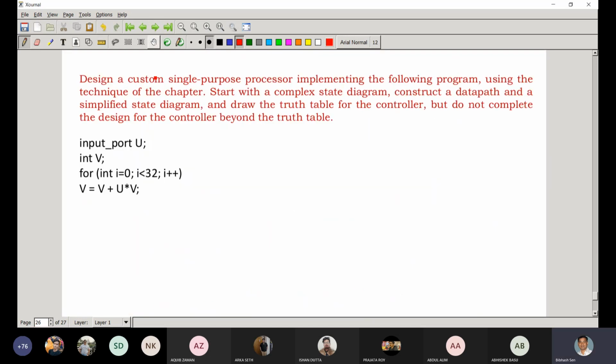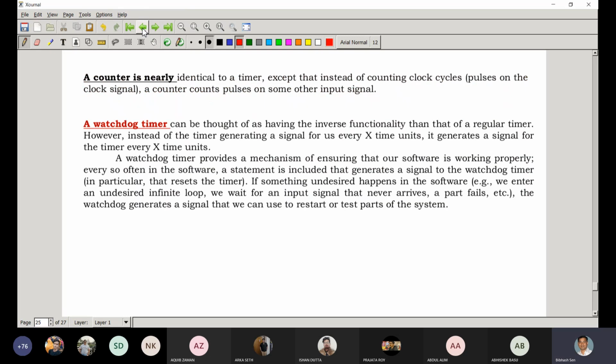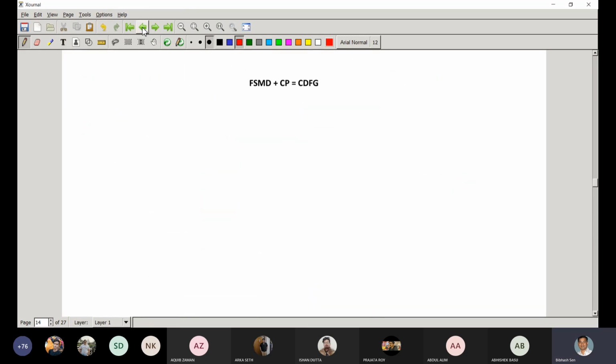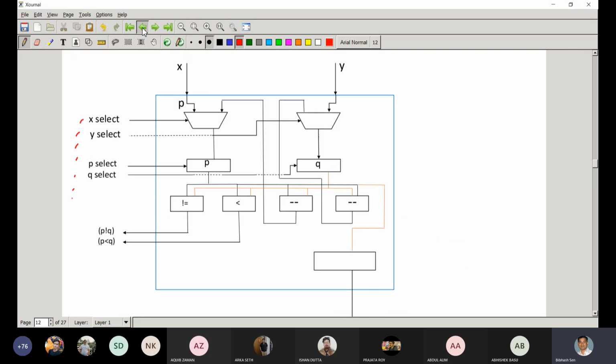So this is your assignment. Design a custom signal purpose processor. Getting my point or not? So you have to design these processors. To design this processor, you have to make a CDFG. So that's why try to understand this design first, otherwise you will not understand how to solve it. Okay.